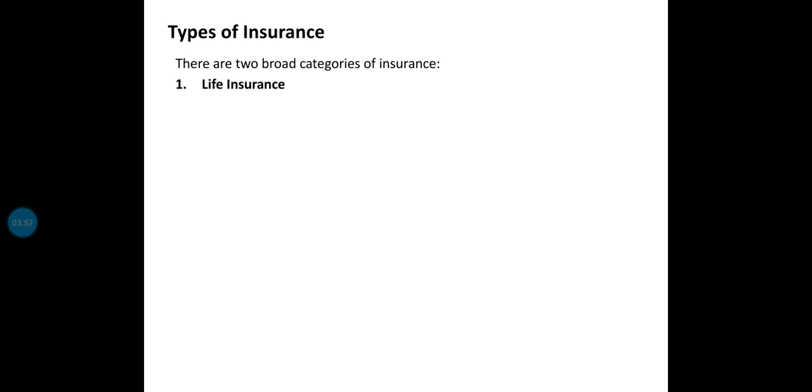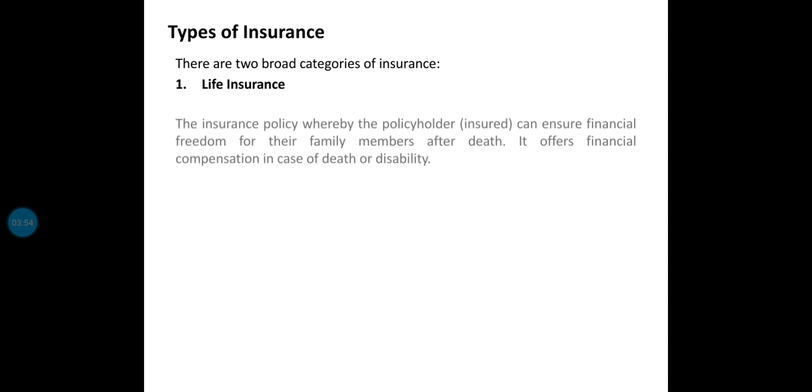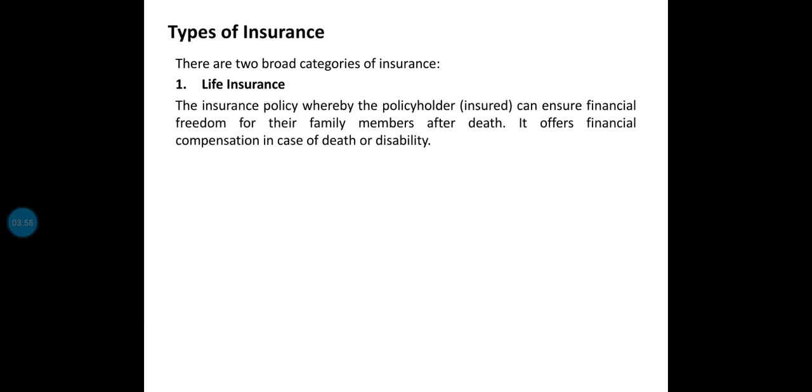Now we are going to see some types of insurance. The first type is life insurance. It is an insurance policy whereby the policyholder can ensure the financial freedom of their family members after death. It offers financial compensation in case of death or disability.